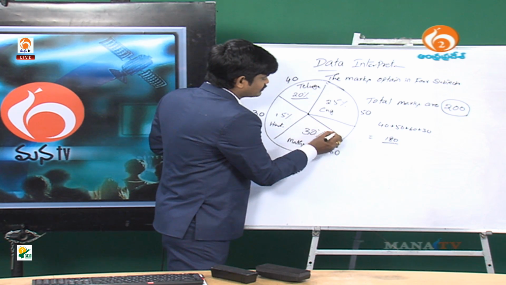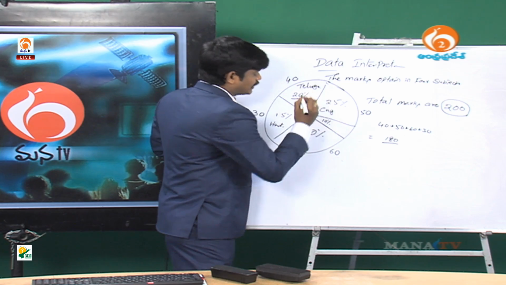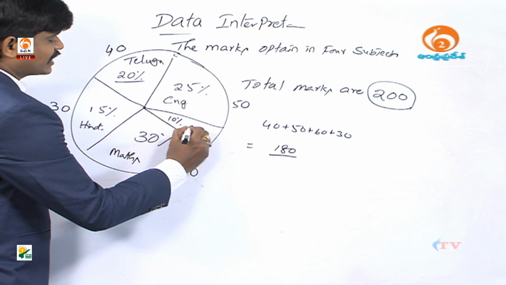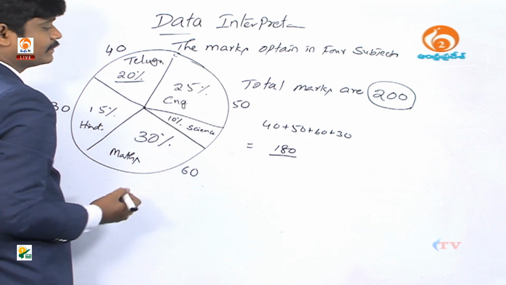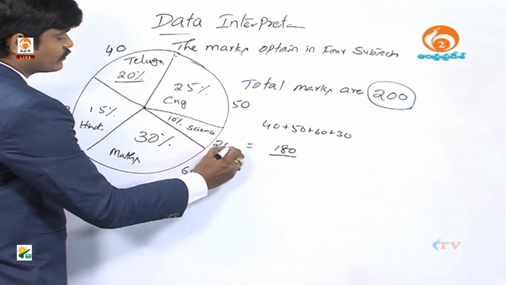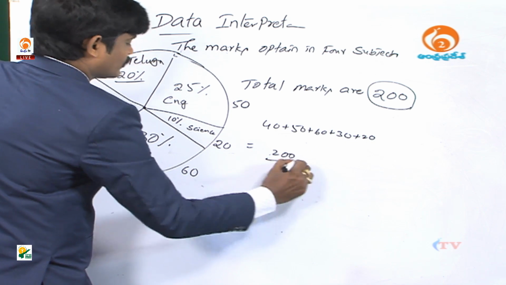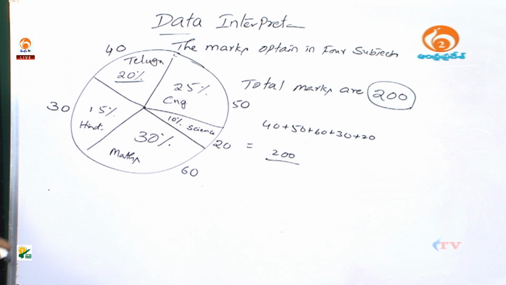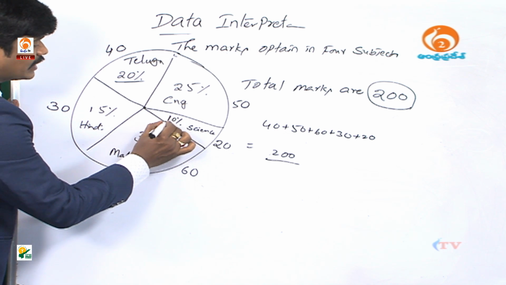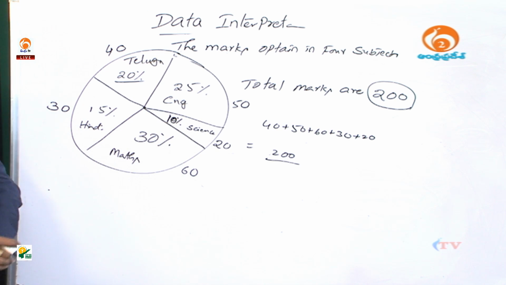Now including another subject, science, 10%. 10% of 200 means 20. Now based upon this given table, given pie chart, they are asking the question: which subject has the least percentage of marks he got? This is science, and 10% is the least in this given pie chart. That is why in the science subject he got the least percentage of marks.